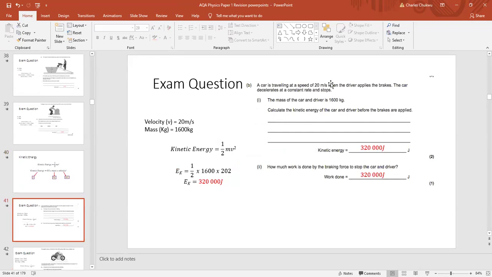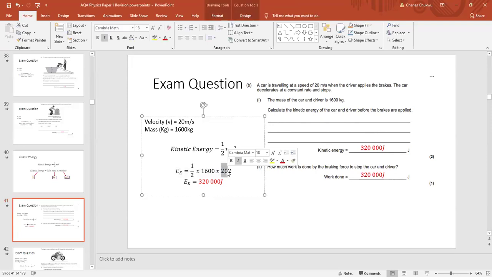A car traveling at a speed of 20 meters per second, when the driver applies the brakes, the car decelerates at a constant rate and stops. The mass of the car and the driver is 1,600 kg. Calculate the kinetic energy of the car and the driver before the brakes were applied. So that's going to be half times mass times velocity squared. I think they meant to say 20 raised to power 2, and it's now looking like 202. So I need to correct it by making this a superscript.